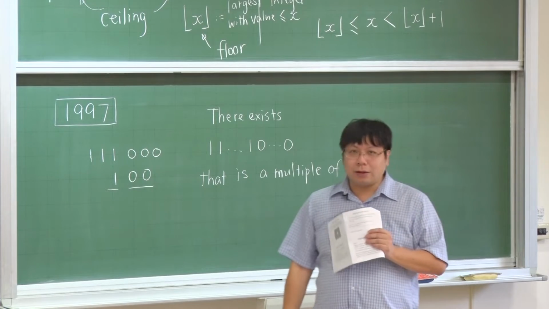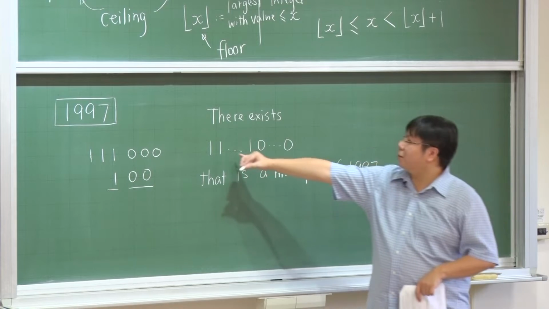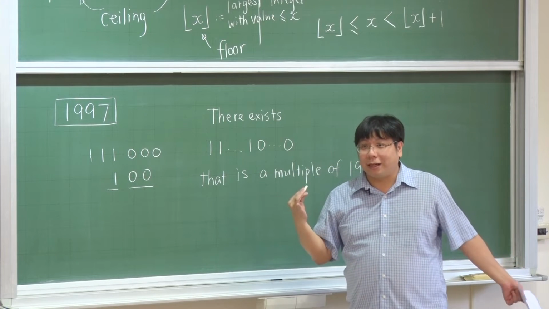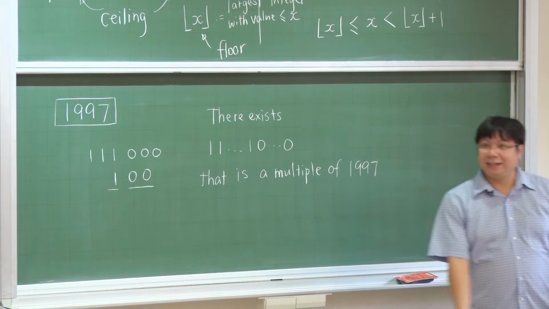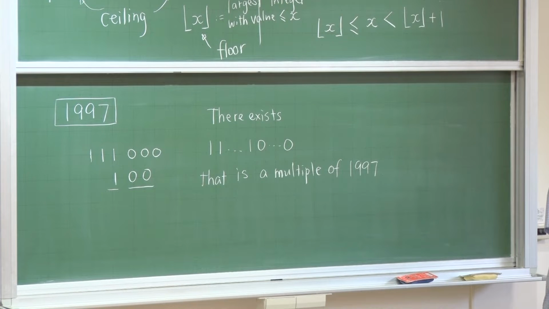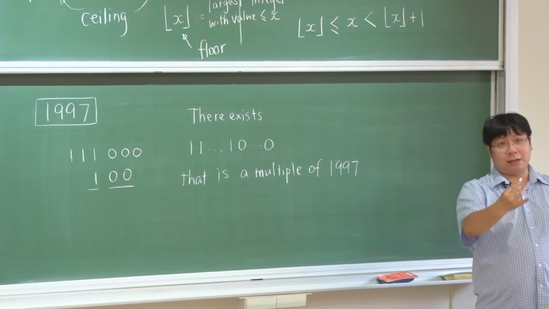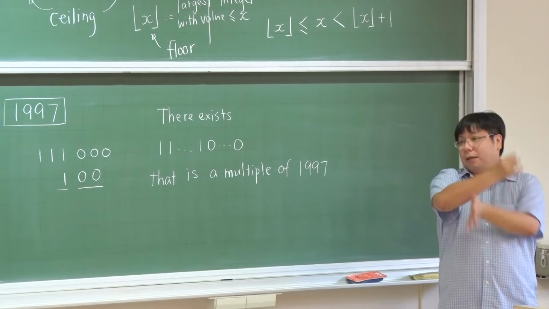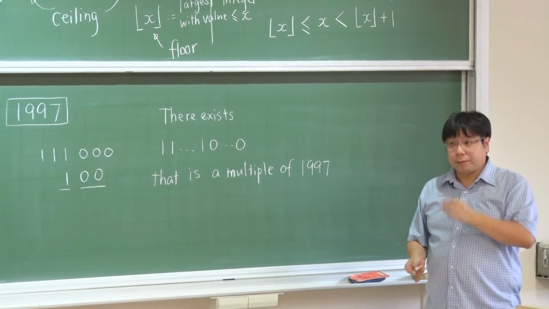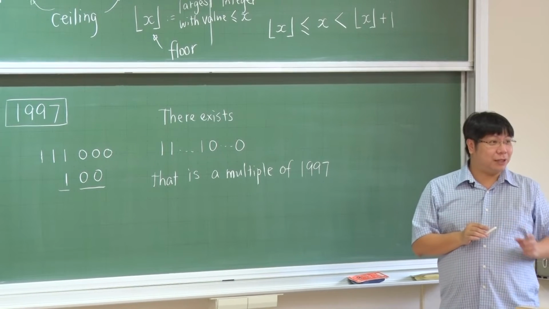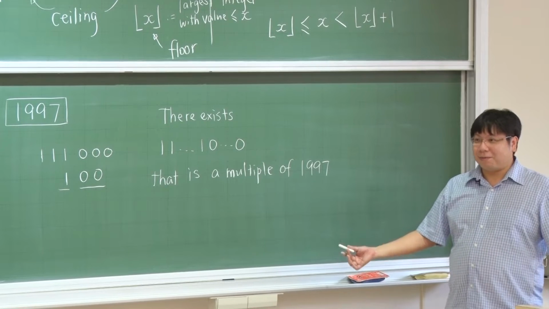Wow, you may think, how is that possible? 1997, how does it go to 1111, something like this? But we can show that it is okay. Do you understand the question? There is a number of this form. It begins with a lot of 1s, and then it ends with a lot of zeros, but overall this number is divisible by 1997. So it's strange, but it's true. Let's do this.